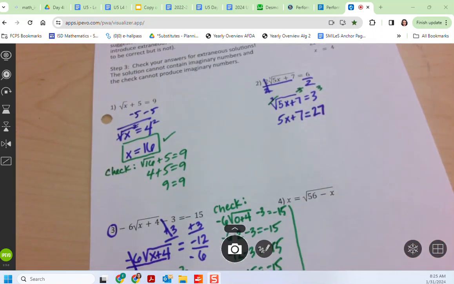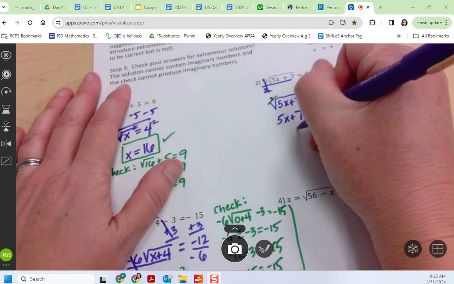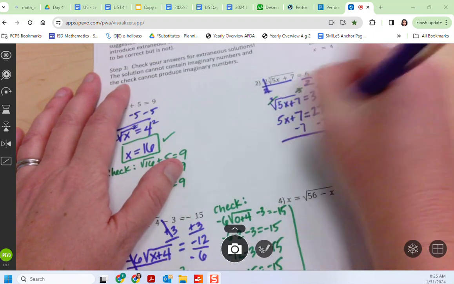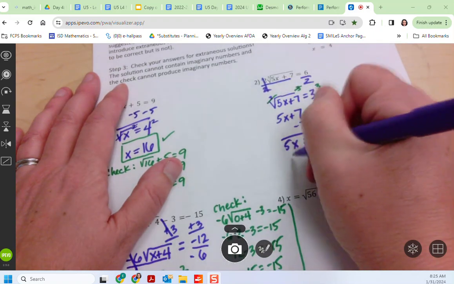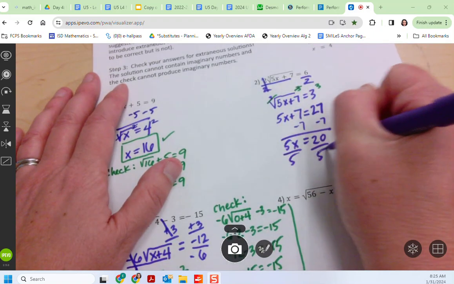All right, and then we have to just solve for x, right? So to solve for x, we're going to subtract the 7 and divide by 5. 5x equals 20, and divide by 5. Did you guys get x equals 4? Yeah. Okay.